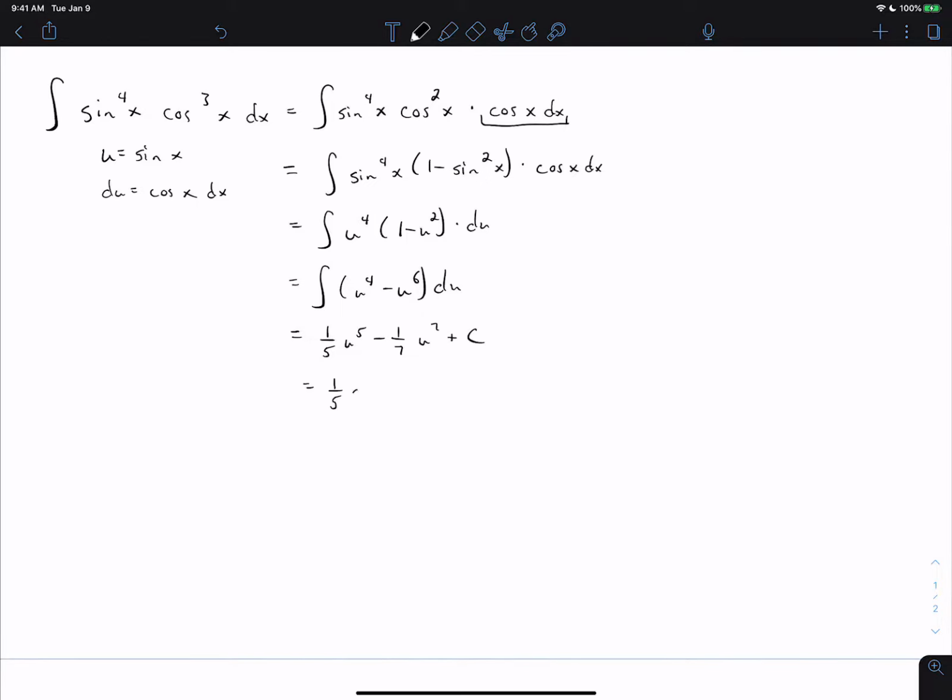U is sine x, so we get 1/5 sine to the fifth x minus 1/7 sine to the seventh x plus C. And that's the answer.